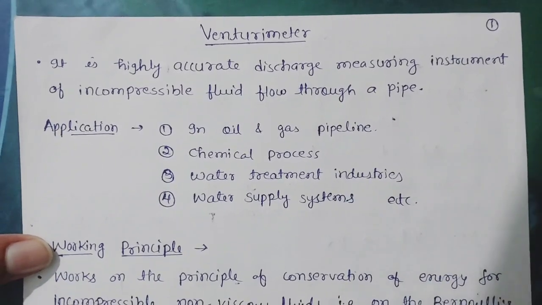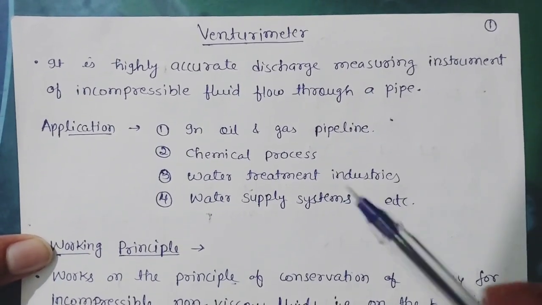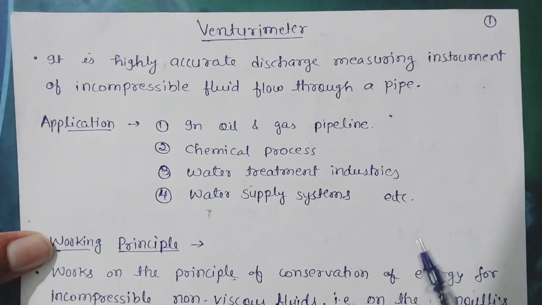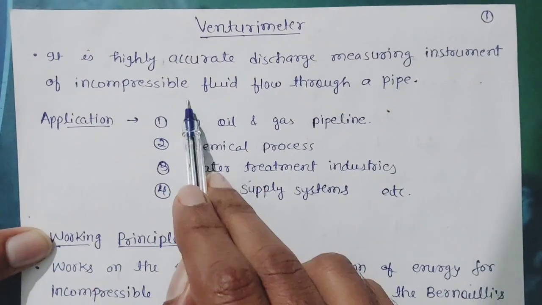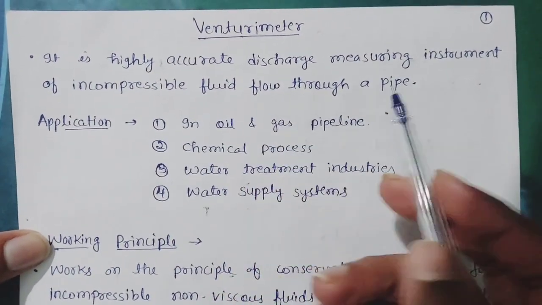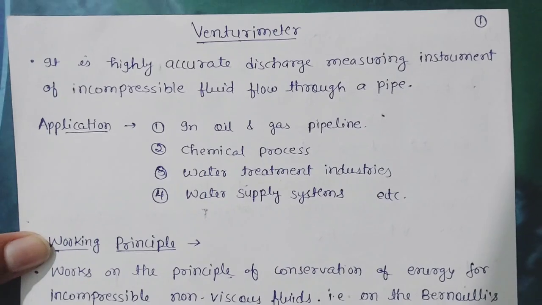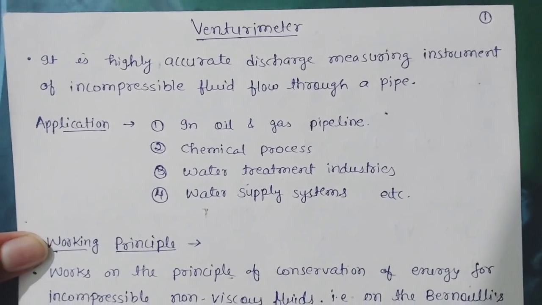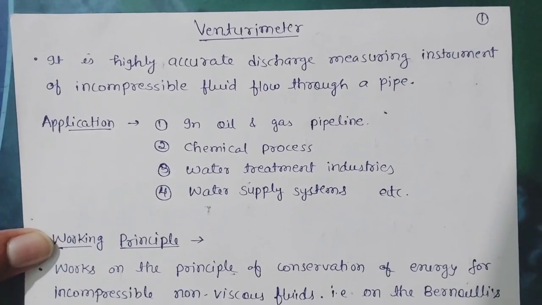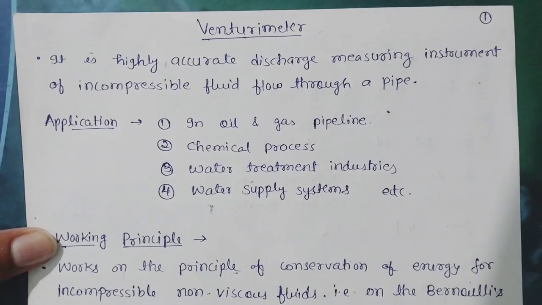I am going to explain about the Venturimeter. A Venturimeter is a highly accurate discharge measuring instrument for incompressible fluid flow through a pipe. Means it is used to measure the discharge of an incompressible fluid from a pipe.